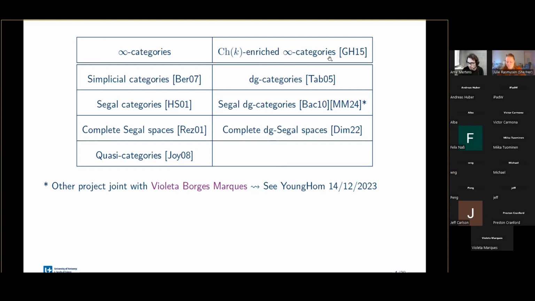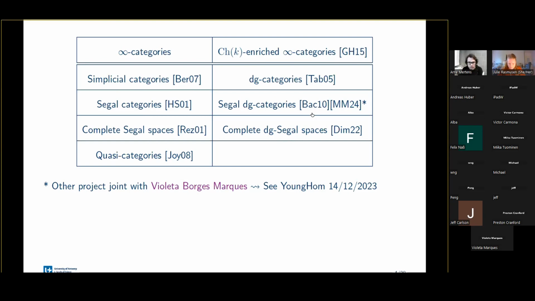And the way they construct it is almost model independent. So whatever model for enriched infinity categories we come up with, it should always fit into their theory to make any sense, really. And so each of these classical models has enriched analogues. The simplicial categories, we can go to DG categories. Segal categories, there's a notion of Segal DG categories, which was introduced by Bacard.